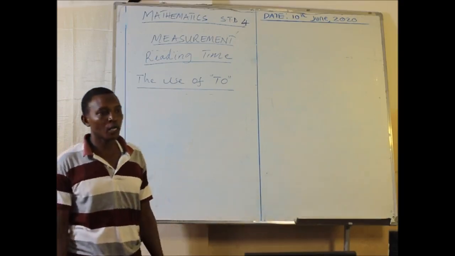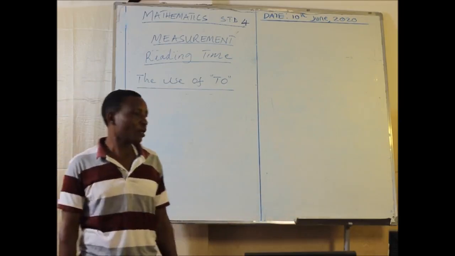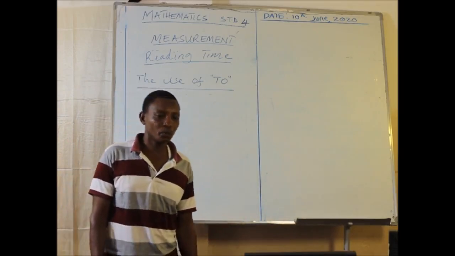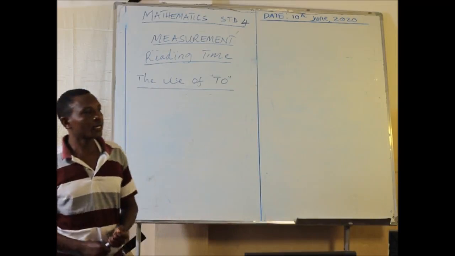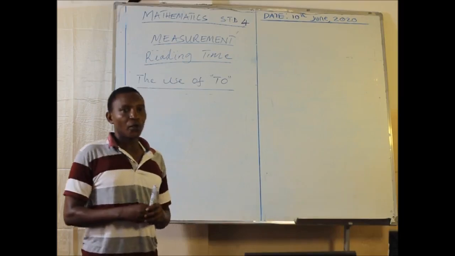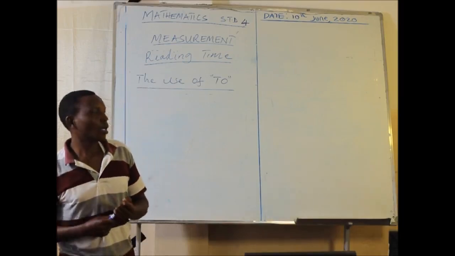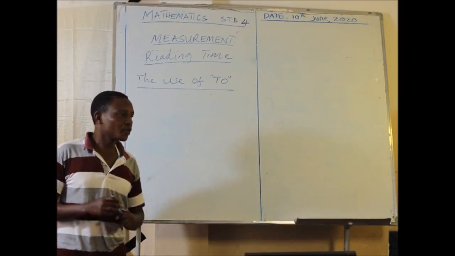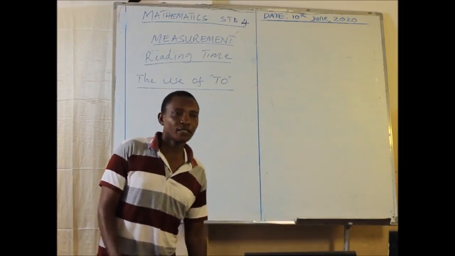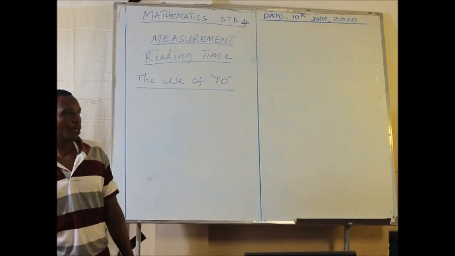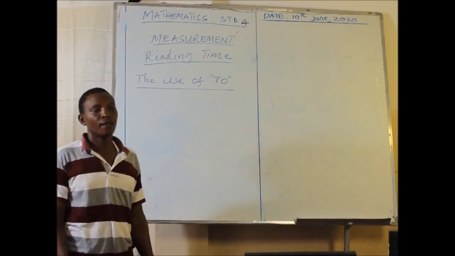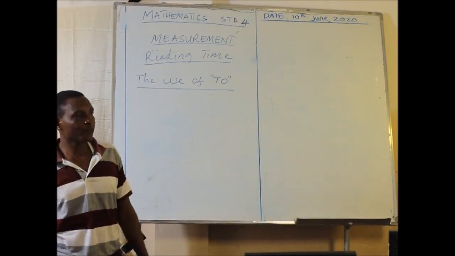But today we are going to discuss the use of the word to. When you are telling time, you need to consider these two things: past and to. But how can you use them? Past, we have already started from the first minute to the 30th minute. You need to use past, but you have to tell the exact, specific time.